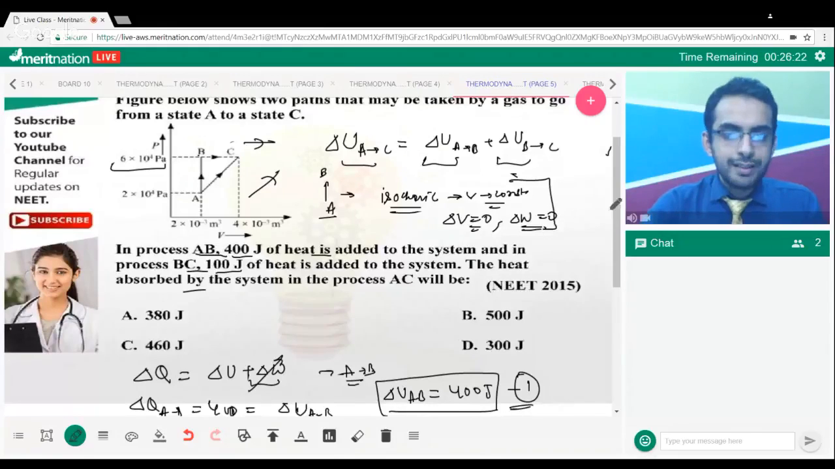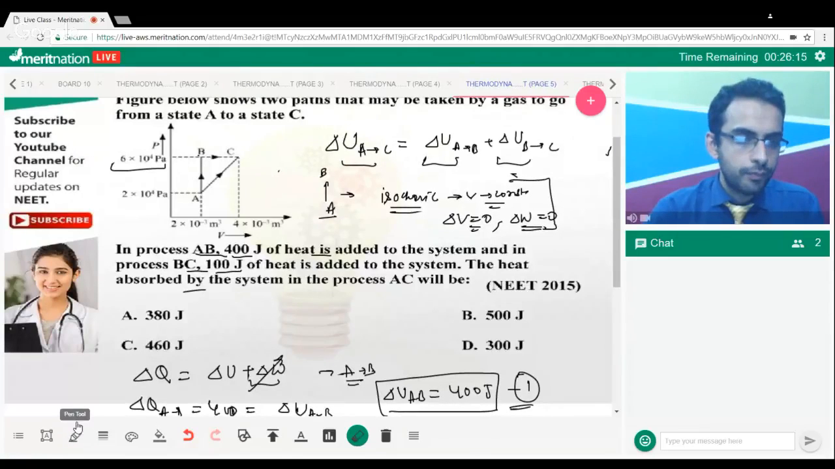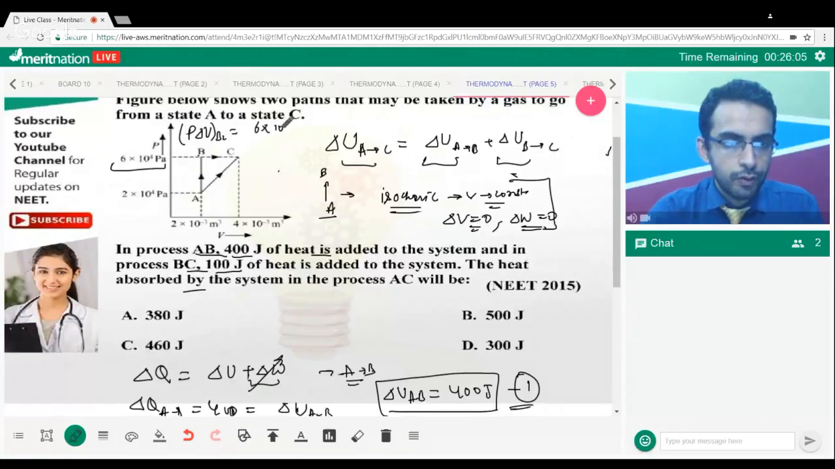What is the value of P here? It's 6 into 10 raised to power 4. So P delta V for BC is equal to 6 into 10 raised to power 4 multiplied by (4 minus 2) into 10 raised to power minus 3. So what does it become? It becomes 120 joules.